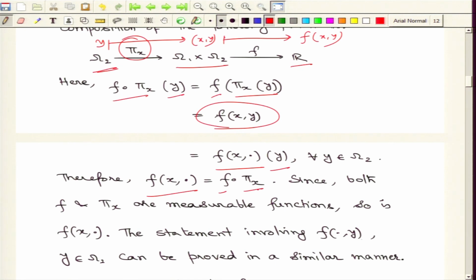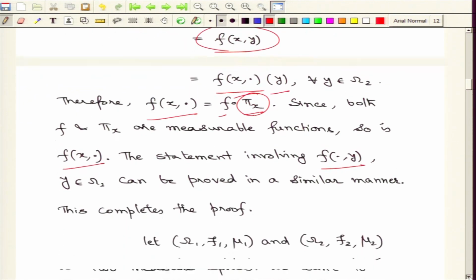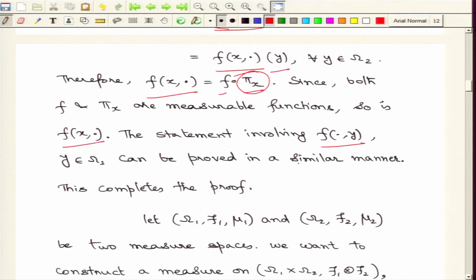But since the function f is given to be measurable and we have separately proved the measurability of pi x, therefore, the composition must be measurable. So, since composition preserves measurability, what we end up having is that f x comma dot must be a measurable function. Now, the statement involving f dot y we can prove in a similar way by looking at the composition of functions f and pi y.